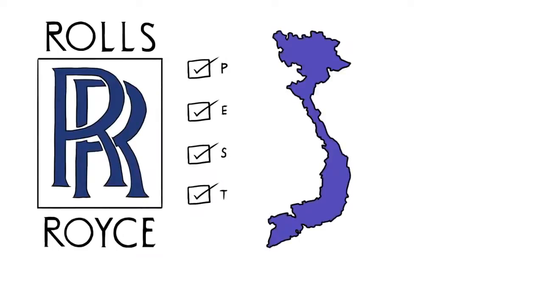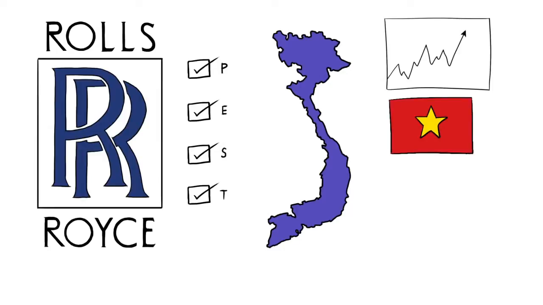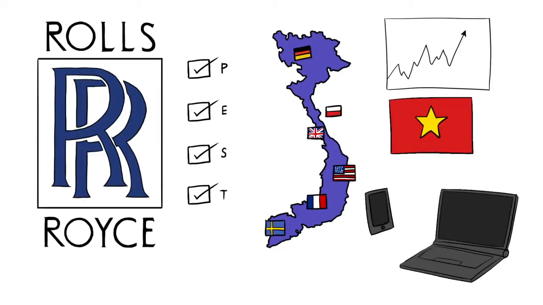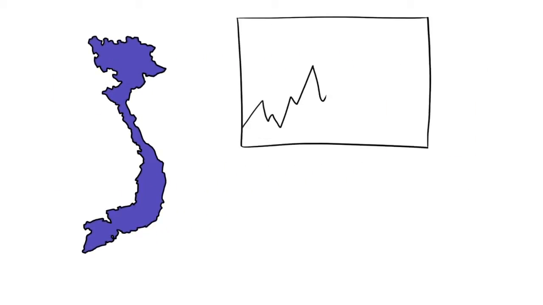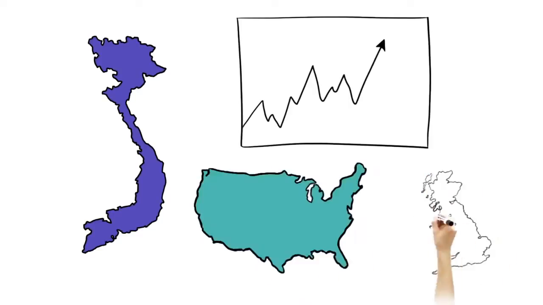For example, Rolls-Royce conducted an extensive PEST analysis before it set up operations in Vietnam. Managers believed that Vietnam presented a strong market opportunity because of its tremendous economic growth, increased political freedom, more outward openness to cultural differences, and technological advancements. Vietnam's economy was growing at higher rates than other countries without the same market saturation such as the US, UK, and other European markets.